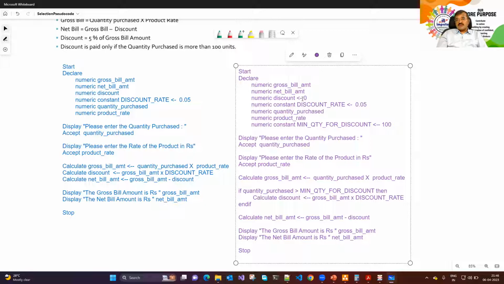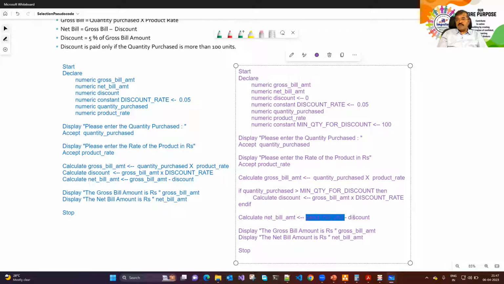Now, if I initialize this variable value as 0, what would the advantage be? Suppose if it so happens like what we did, if this condition is false, then control will not go here. Control directly jumps to the statement. The statements inside the if block, this statement calculate, is going to get executed only if this condition is true. If the condition is false, this statement is going to be skipped and control is going to directly jump over here.